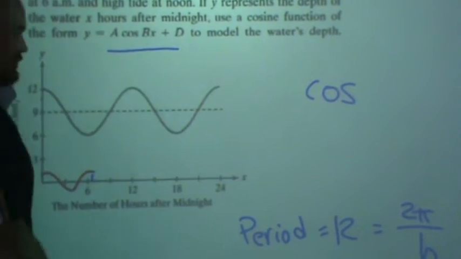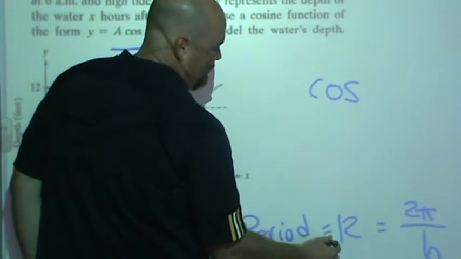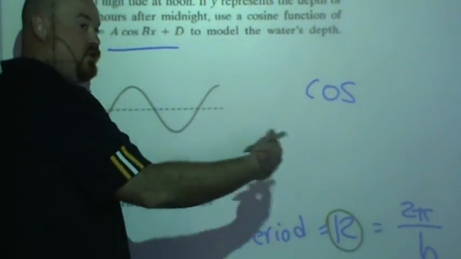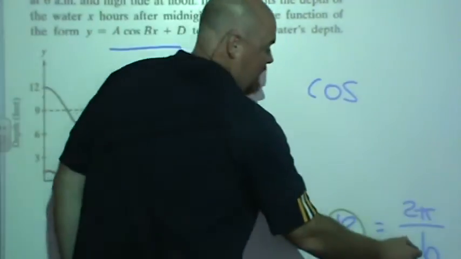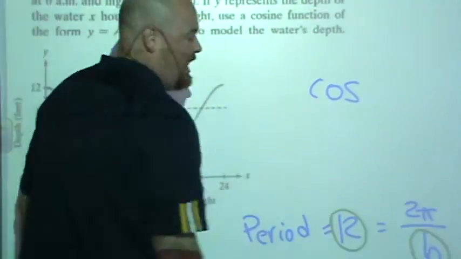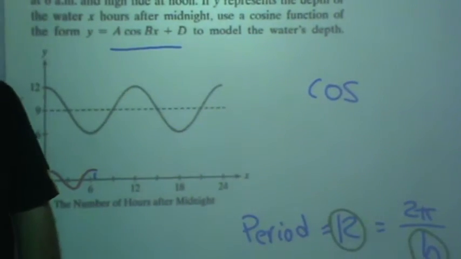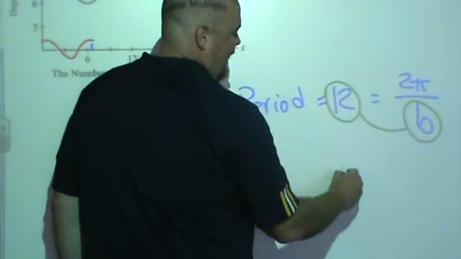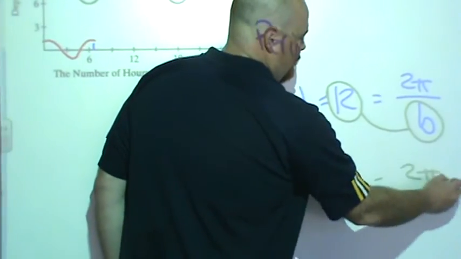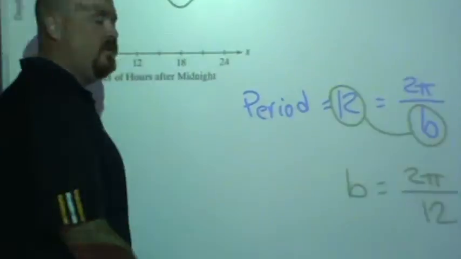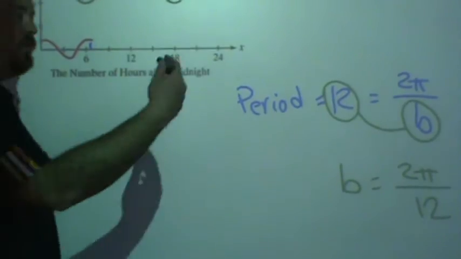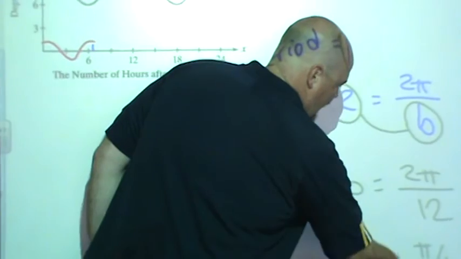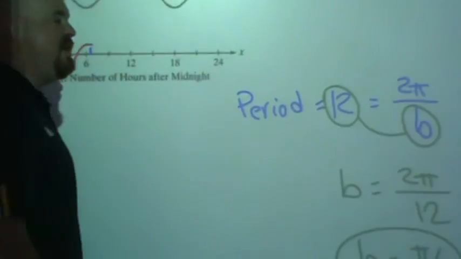So we pull the old switcheroo. Showed you guys this before, I think. If you have an equation where you have an integer or a singular value set equal to a fraction, where the denominator is your variable, you just swap those two things out. So we have b equals 2 pi over 12, and we can reduce the 2 over 12 to be pi over 6. So we have our b value.